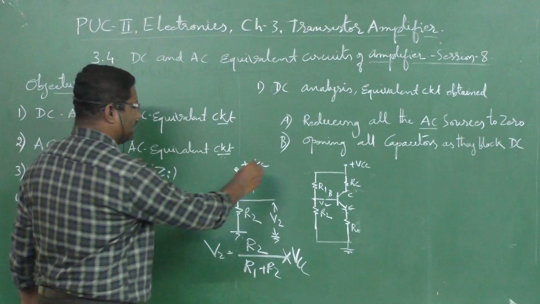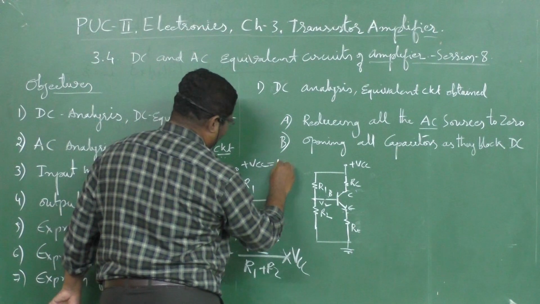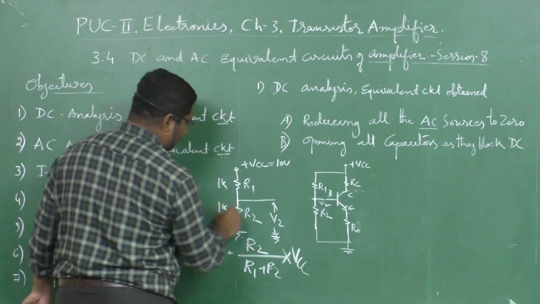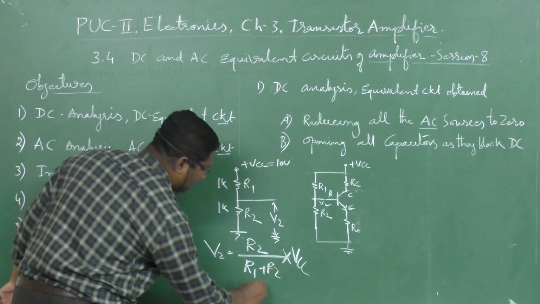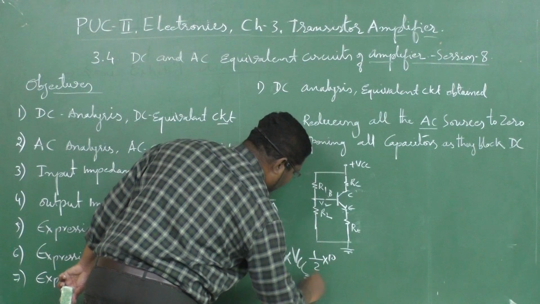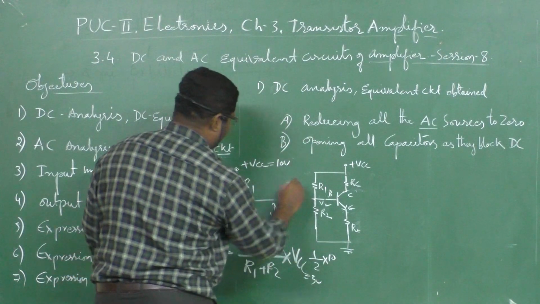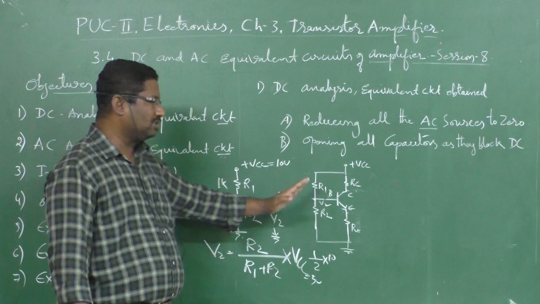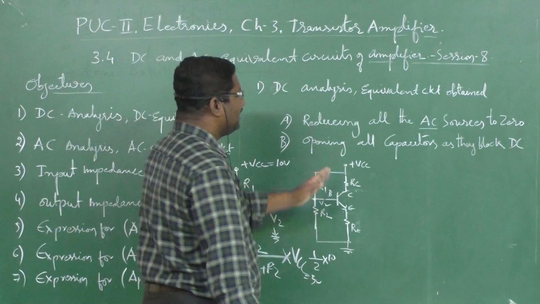So for example, this is 10 volts, and this is 1K, and this is 1K. What is the output voltage? Here it will be 1 divided by 2 into 10, which is equal to 5 volts. So here we get 5 volts. This is the voltage divider network. This voltage divider network is given to the base of this transistor amplifier.